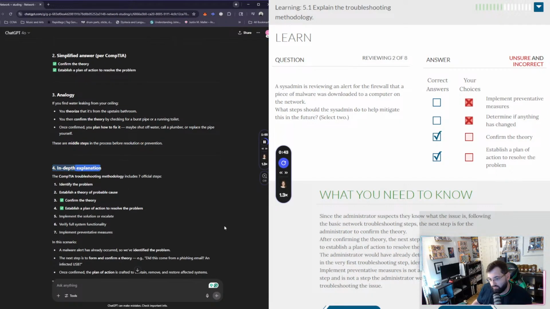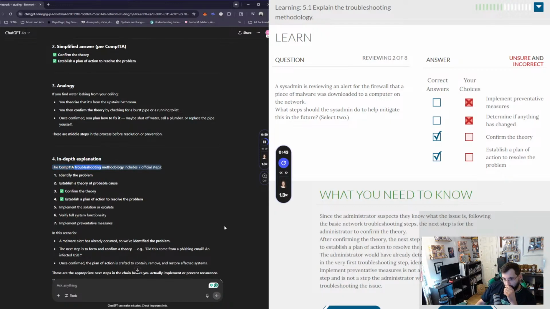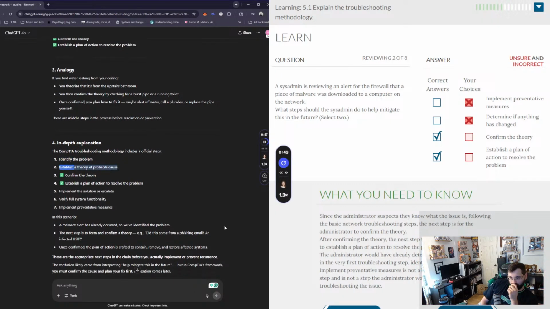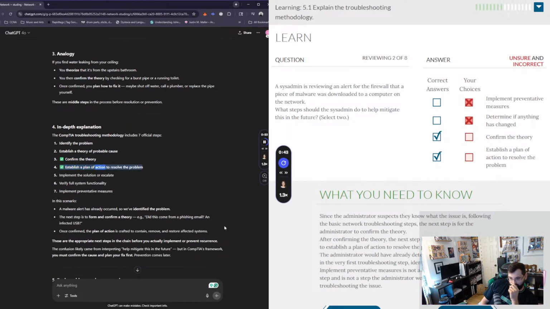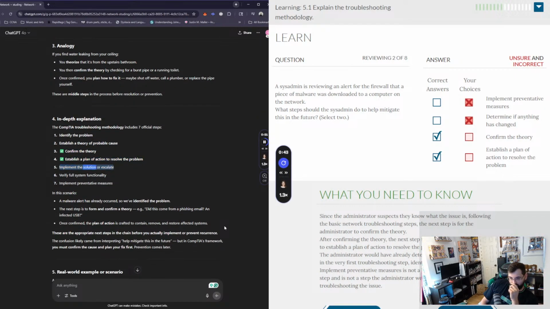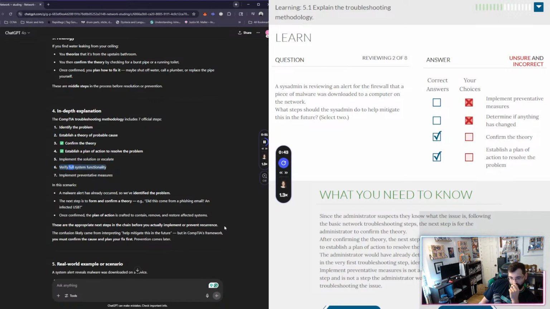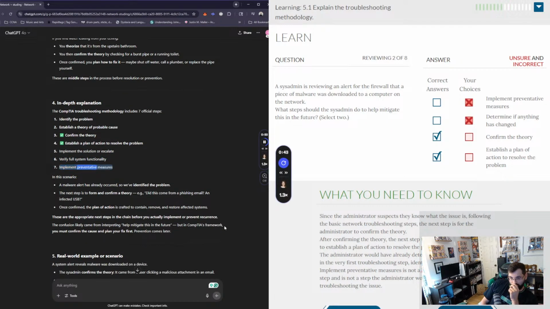4. In-depth explanation. The CompTIA troubleshooting methodology includes 7 official steps. Identify the problem. Establish a theory of probable cause. Confirm the theory. Establish a plan of action to resolve the problem. Implement the solution or escalate. Verify full system functionality. Implement preventative measures.